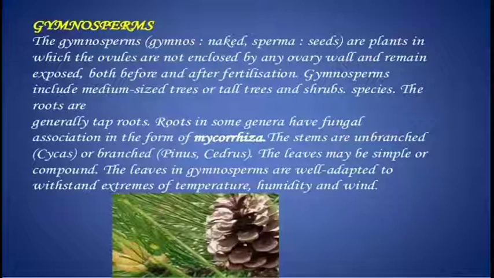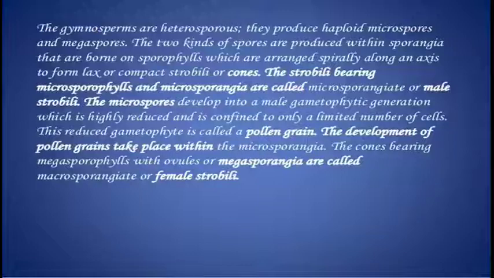The stems are unbranched or branched. The leaves may be simple or compound. The gymnosperms are heterosporous. They produce haploid microspores and megaspores. The two kinds of spores are produced within sporangia that are borne on sporophylls, which are arranged spirally along an axis to form lax strobili or compact strobili or cones.